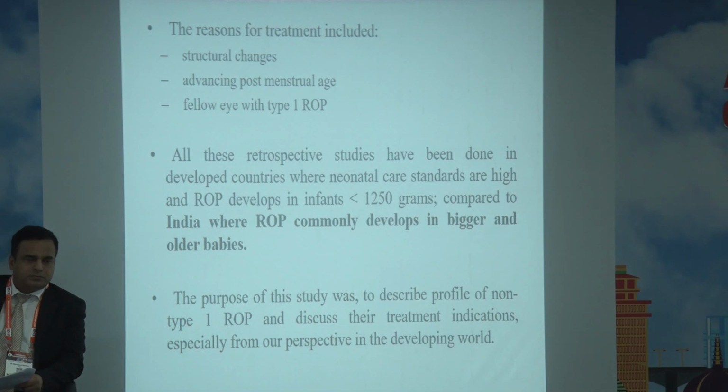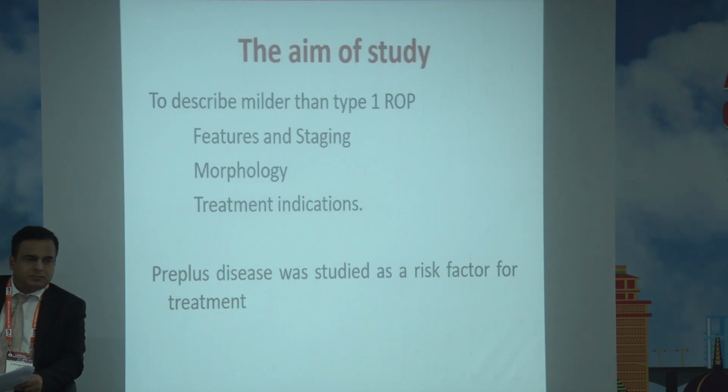All these were retrospective studies done in developed countries where neonatal care standards are high, compared to India where ROP commonly develops in bigger babies as well as older babies. The purpose of this study was to describe the profile of non-type 1 ROP and discuss their treatment indications. In detail, the aim was to describe milder than type 1 ROP in terms of features and staging, morphology, and treatment indications. Pre-plus disease was also studied as a risk factor for treatment.